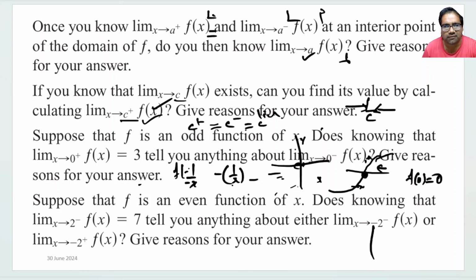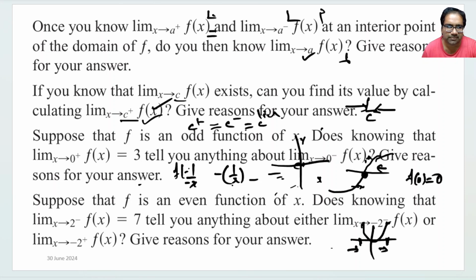Okay, so let's say there is a graph. Let's say this point is 2, and 2 minus means we are approaching from the left hand side. This point is 7. Then anything about limit x tends to minus 2 minus? That means this point is minus 2, approaching from the left hand side. Can we say this point is exactly equal to 7? That is the question. If this point is 7 approaching from the left of 2, can we say approaching from the left of minus 2, this point is also 7?